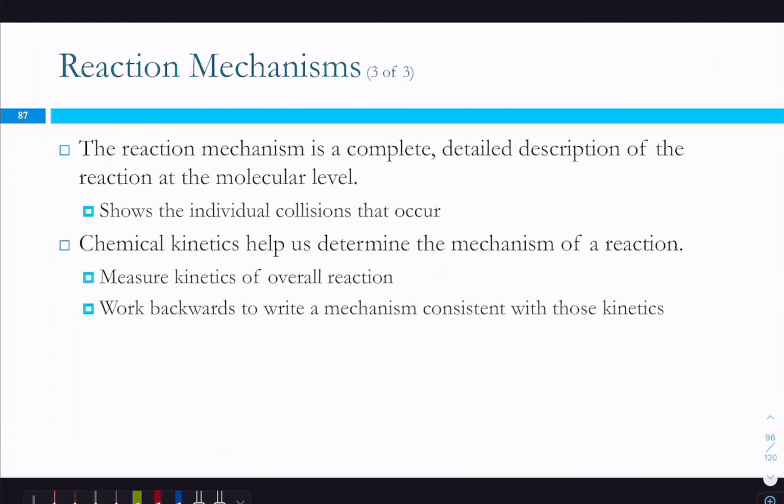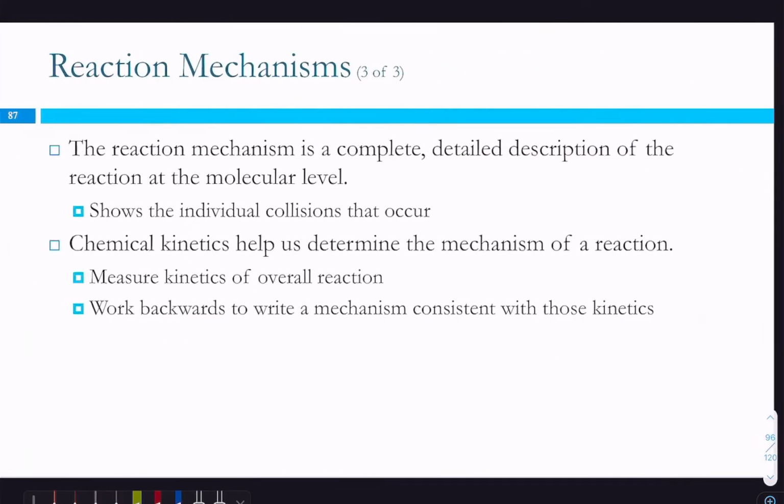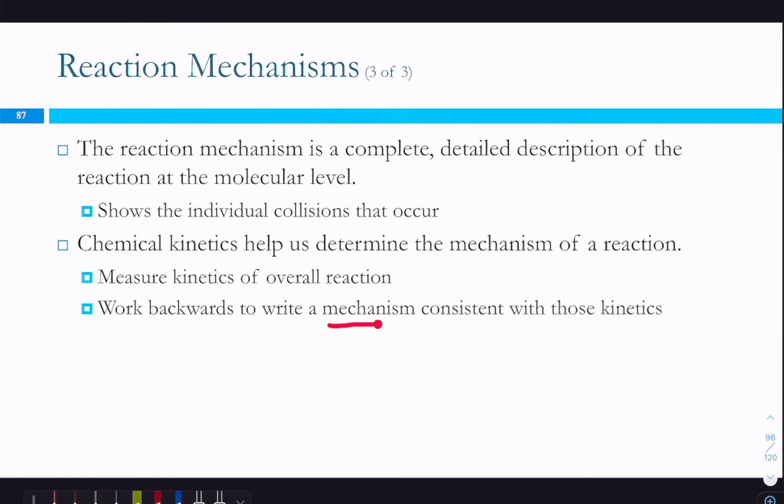So we can use chemical kinetics to determine the mechanism of a reaction, or to at least help try to determine the mechanism. The way you do it is you work backwards: you measure the kinetics of the overall reaction, and then you work backwards to write a mechanism consistent with those kinetics.